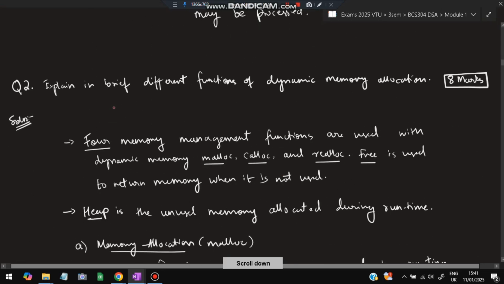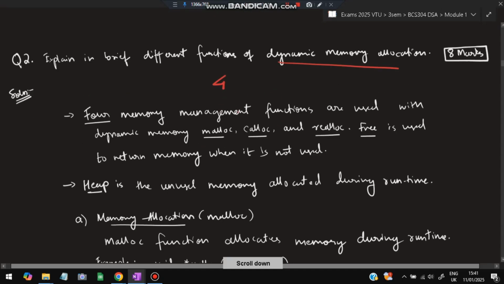Moving on to the second super important question for 8 marks, which is explain briefly the functions of dynamic memory allocation. There are 4 functions of dynamic memory allocation. So the 4 functions are malloc, calloc, realloc, and free. Malloc, calloc, realloc, and free is used to delete, means to free up the memory after the usage.